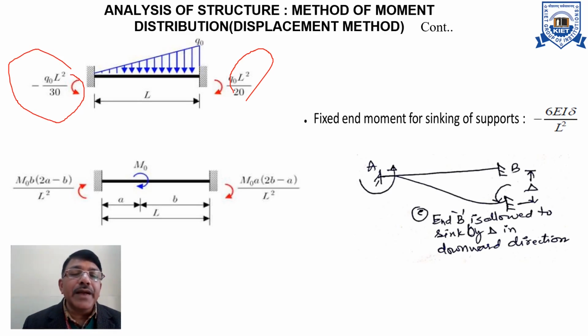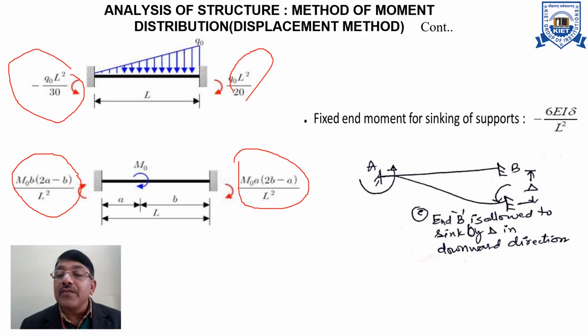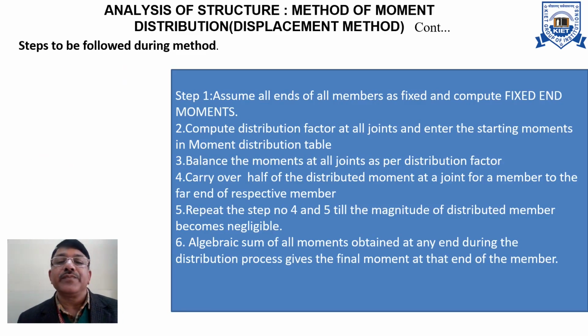If a moment is applied at some position, distance small a from left end, then the moment induced at left end is something like this, and moment induced at right end is something like this. Settlement of support would be taken as minus 6 a delta upon L square, because it is initially anticlockwise in nature for the case shown here. If the case reverses, that means support A goes downward and support B remains at the same position, then this minus sign will become positive sign. The magnitude will remain the same more or less.